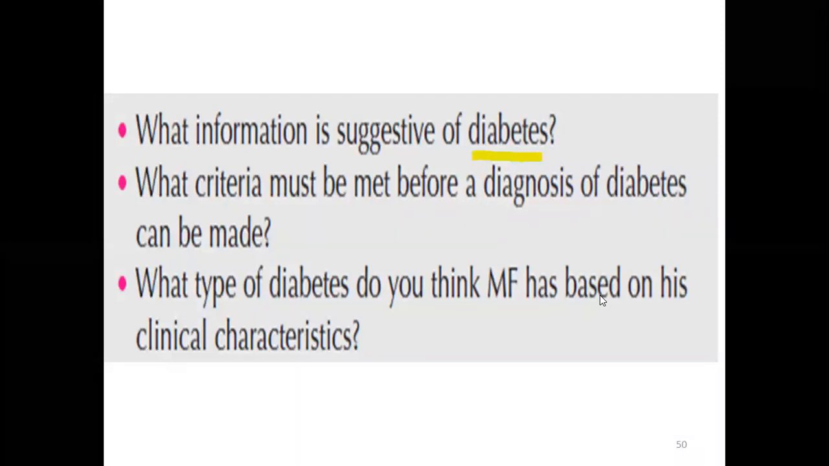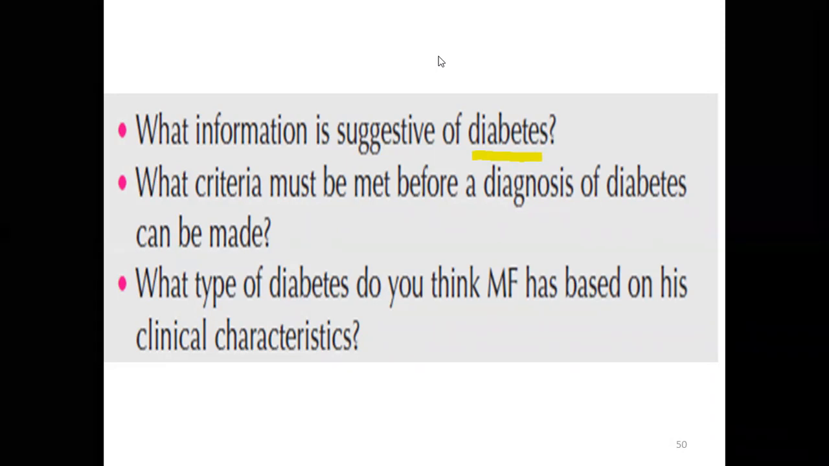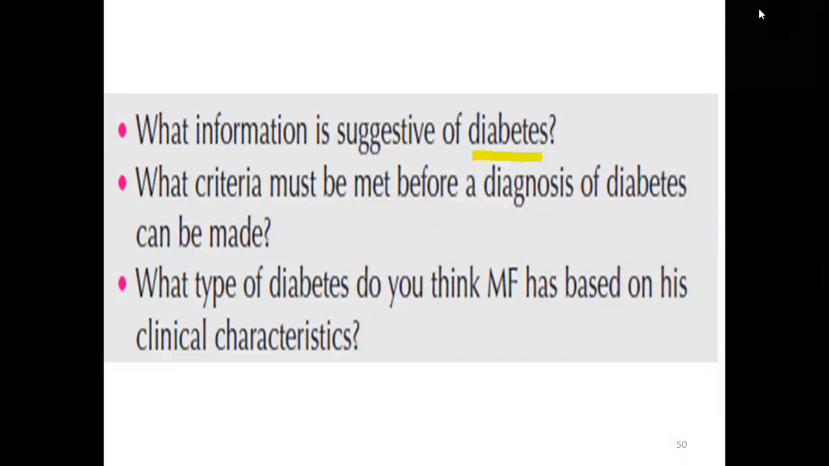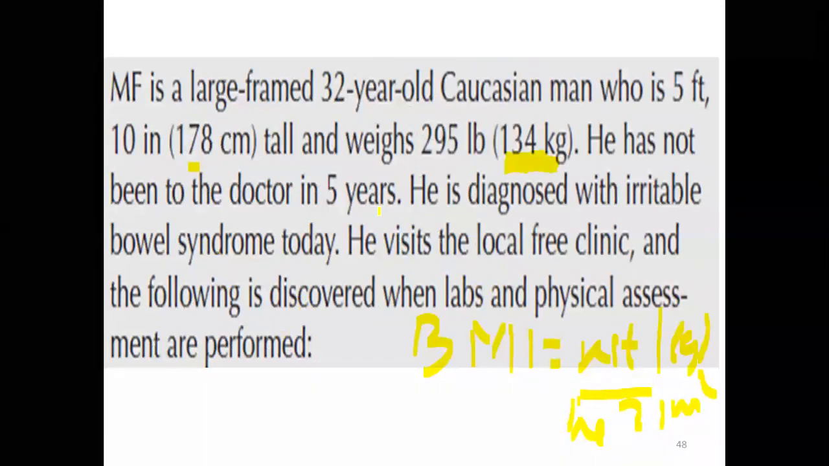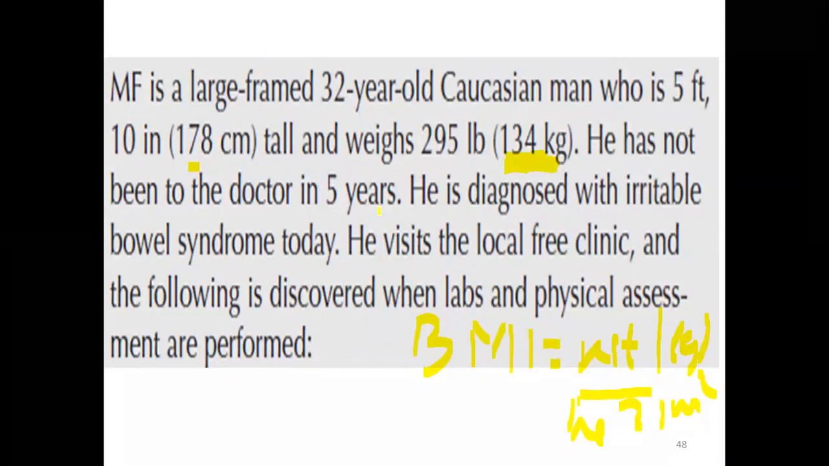So what type of DM do you think MF has based on his clinical features? Now this one will go to Fevan. I think he has type 2. Okay, why? Because of the signs such as obesity. Yes, because of obesity and look at even age. It is above 30, and type 1 is usually common below 30 years.